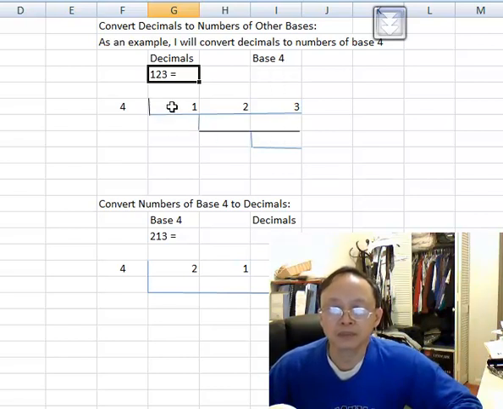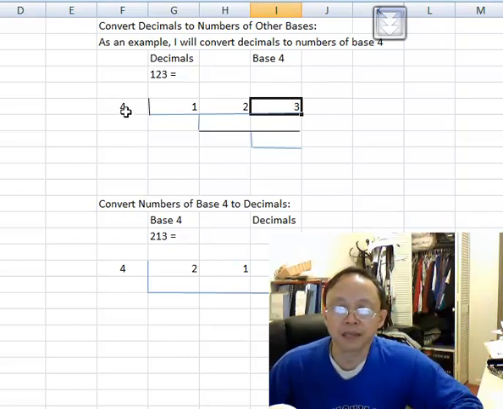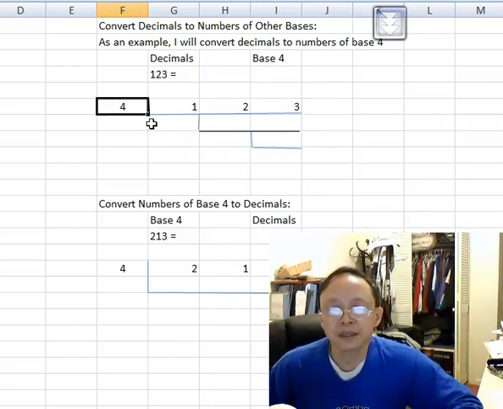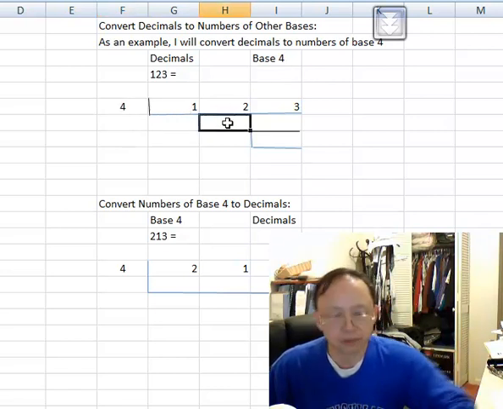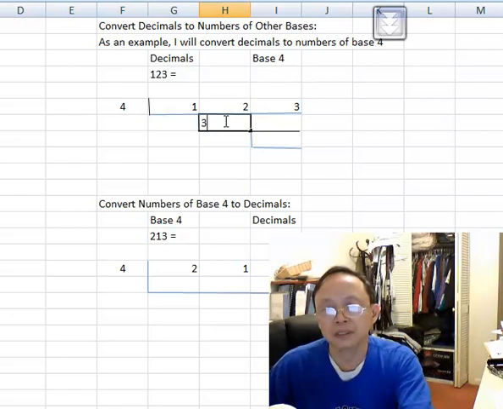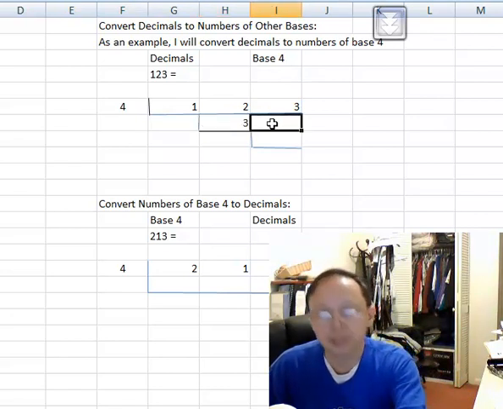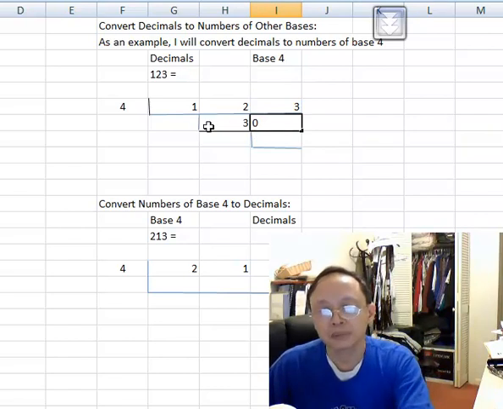So at this moment, we write down 123. Because base 4, so we divide by 4. So this is our division. So 12 divided by 4, you get quotient 3. Then 3 divided by 4, you get 0. So 123 divided by 4, you get 30.